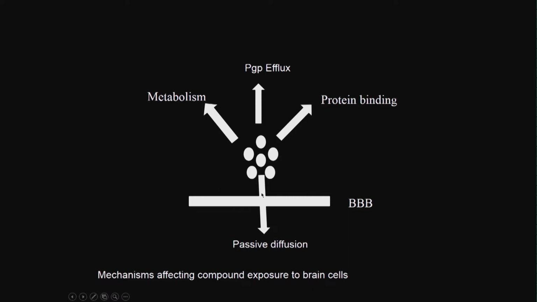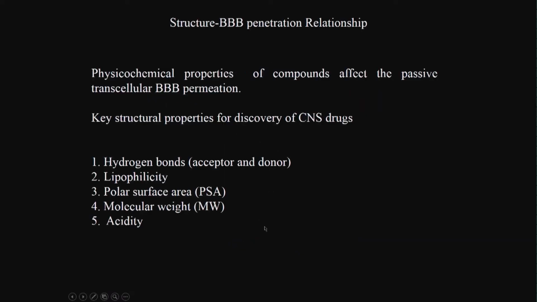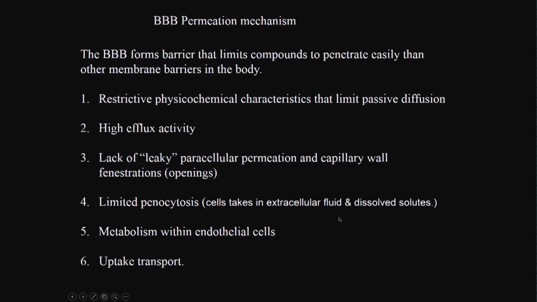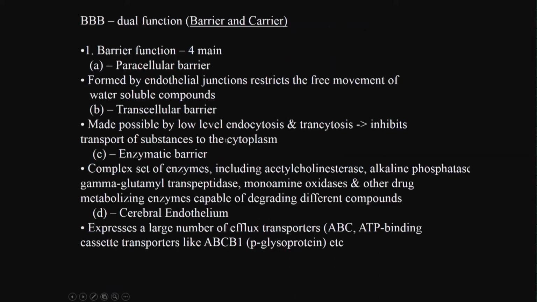Generally you have passive diffusion, like I mentioned in the previous case, and you do not have pinocytosis taking place here. It does many things, the BBB barrier as well as the carrier. So what are these barrier functions?